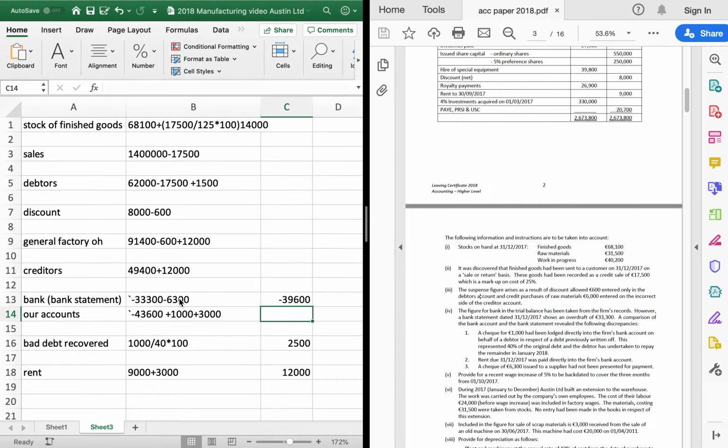It's 36.9 minus 43.6 plus 1,000 minus 3,000. Sorry, I put it the wrong way around. Plus 3,000 is 39.6. So they both equal there. Okay, so that's our bank record.